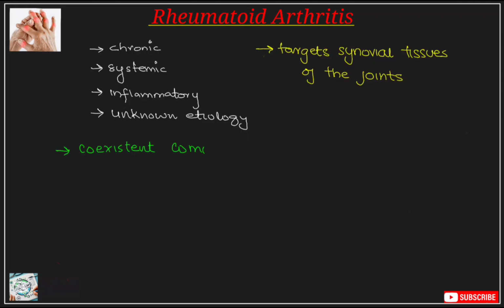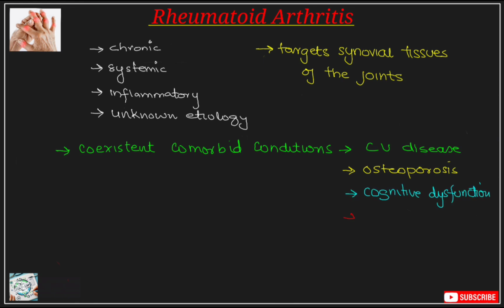Although the joints are the main target, systemic inflammation is believed to contribute to various comorbid conditions, including cardiovascular disease, osteoporosis, cognitive dysfunction, psychiatric disorders, and even certain malignancies. Understanding this broader impact is essential for the comprehensive management of rheumatoid arthritis.